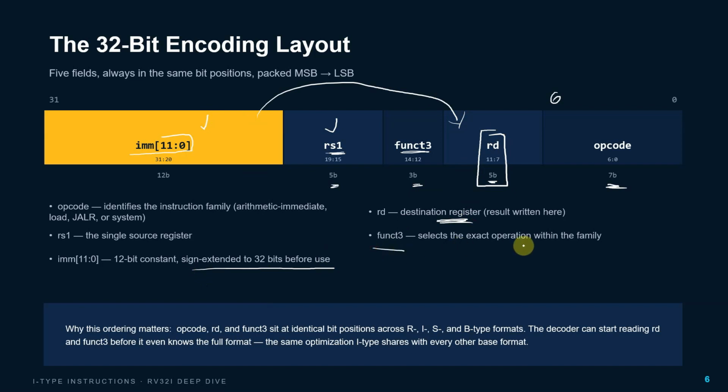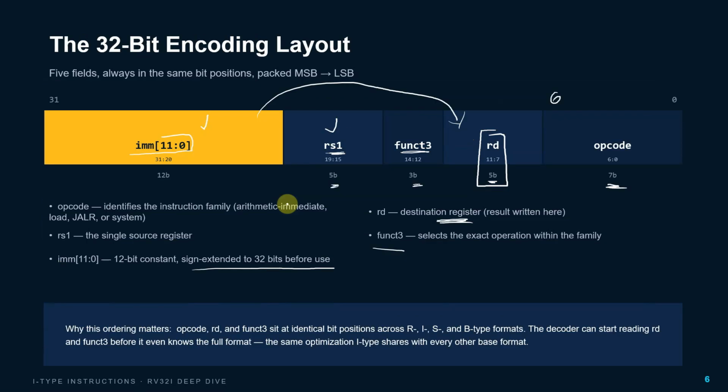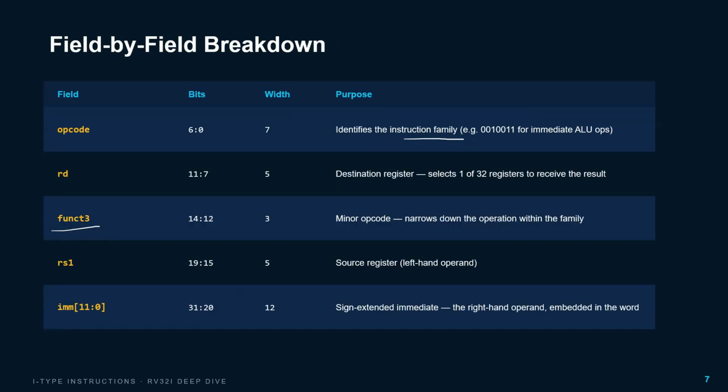Next is function 3. It is basically going to select what kind of operation we are going to do in our I-type instruction. Now, as I've said, opcode is going to identify the instruction family, and next is the destination register. Next is function 3, which tells me what kind of operation I'm going to do in the case of my I-type instruction. And RS1 is my source register, and immediate 11 down to 0 is a sign extended immediate value, and I'm going to perform the operation between these two fields.